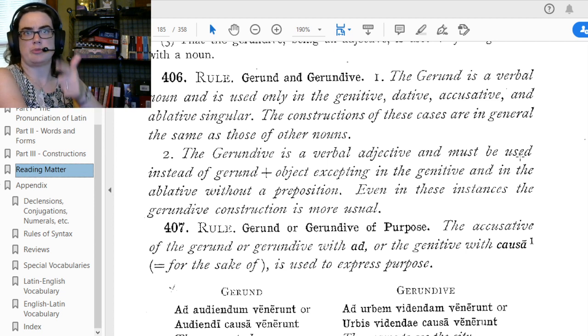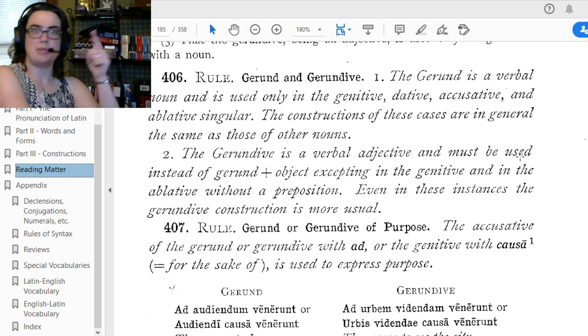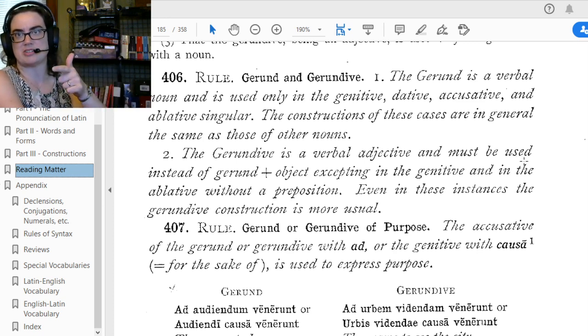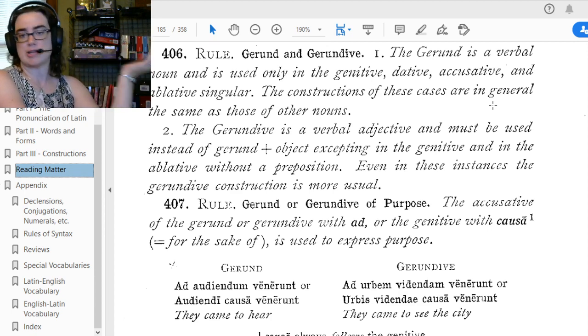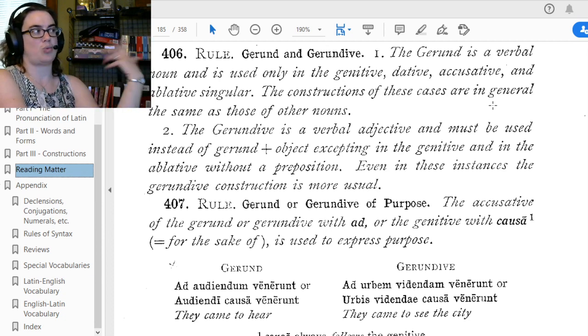The gerundive, verbal adjective. I don't know if I agree with this must be used, but may be used instead of gerund plus object. All right. So he's saying that it must be used in 2 cases and it can be used in other 2 cases. I'm just saying it's usually what's used in all the cases if the gerund has an object, because that's just the way the Romans preferred to think, right? They preferred to think in words that modify each other.